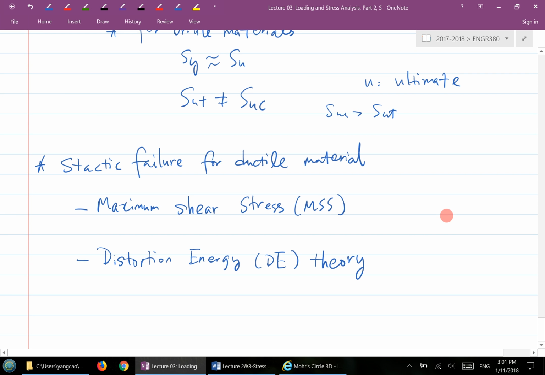Those are important ones, especially the second one. The first one, in a textbook, you will probably see could also be called Tresca theory. It's basically named after the people who proposed this MSS theory, and this was proposed in 1864. The second one is also named after the people who proposed it. It's called von Mises stress. And this was proposed in 1928, so fairly recent.